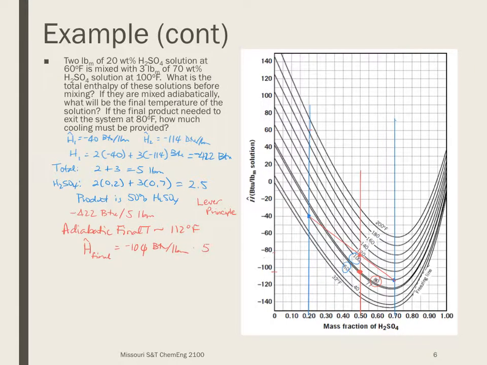Okay, I have 5 pounds of product. And so I simply need to find the enthalpy of the final product and subtract to get the answer. Okay, so negative 104 times 5, negative 520 BTUs. Then subtract from that the negative 422 BTUs of the original feed. And so therefore I need to remove 98 BTUs to reach 80 degrees Fahrenheit.